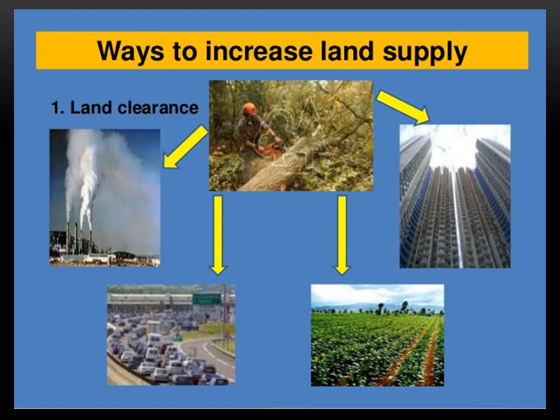We are done with the reasons for the rising demand of land. Now there is another topic on page number 48, which is ways to increase the supply of land. Now, what are the ways that we can use to increase the land supply? The first one is land clearance, which is almost the fastest, cheapest, easiest, and simplest way to have a land area, which is deforestation.